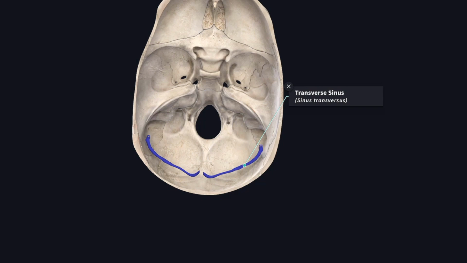In this video, we'll study the paired venous sinuses, the dural venous sinuses. We have seen already the cavernous sinus. We'll see the other sinuses. First, we'll see the transverse sinus.